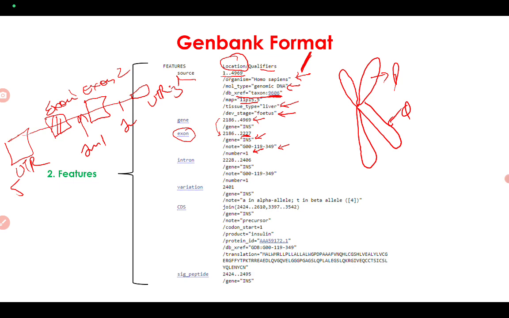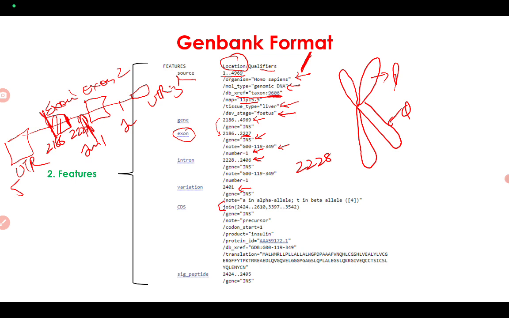After this particular 2227, the next one is 2228. Here it is starting at 2186, and here it is 2227. This is the end of that particular exon. After that, this is the intron region, which starts from 2228 and goes towards 2406. So this is the variation, and this is the coding sequence that is available.